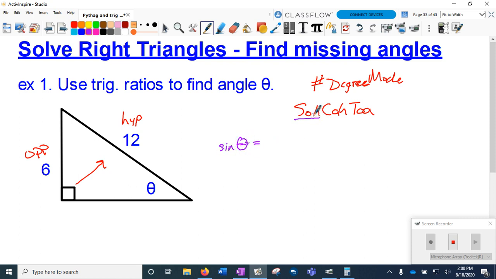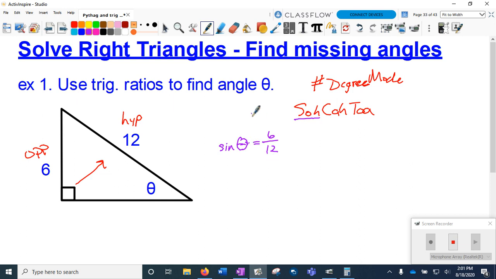Equals. Now follow the magic word. O comes first, so that goes on top. Opposite, which is 6, over hypotenuse, which is 12. Now, you can go ahead and reduce this if you want to. It's not going to matter. I would encourage you just leave it the way it is. We're not done calculating. The calculators can handle that.